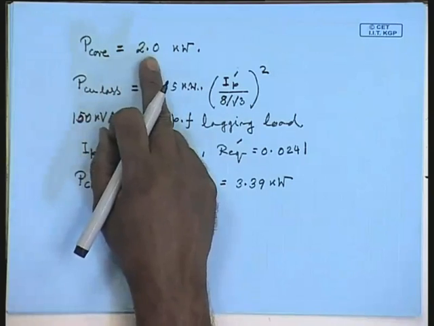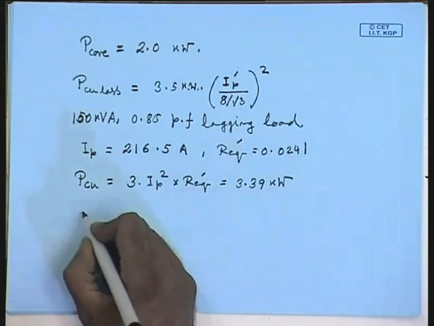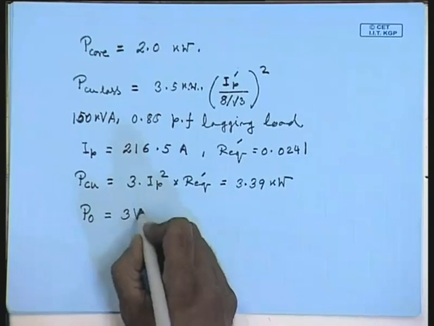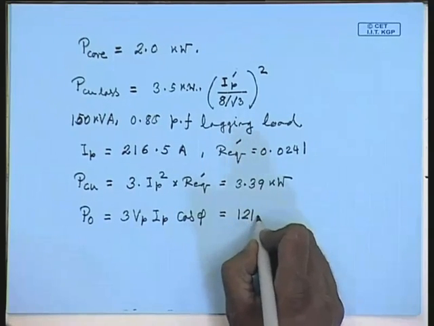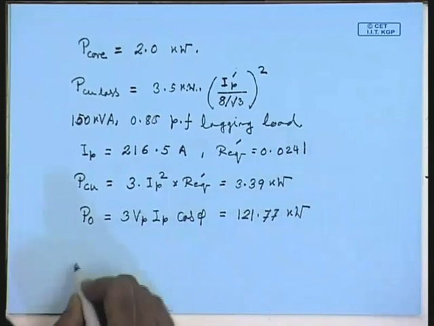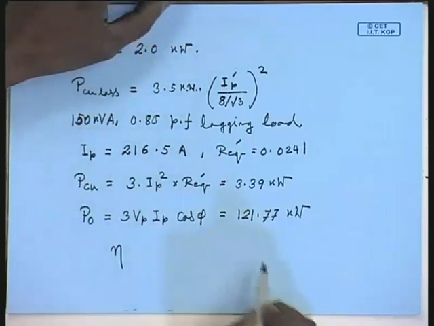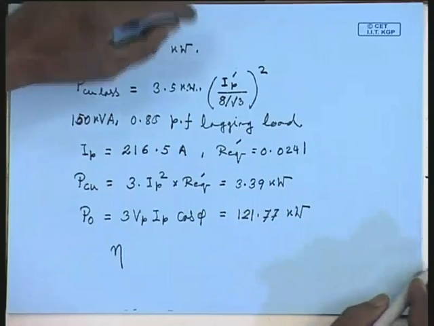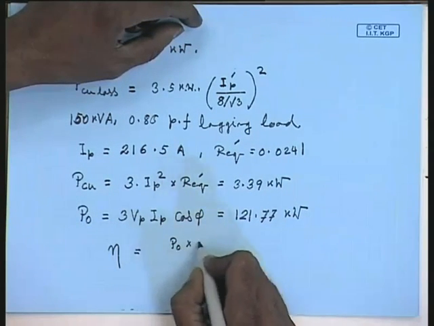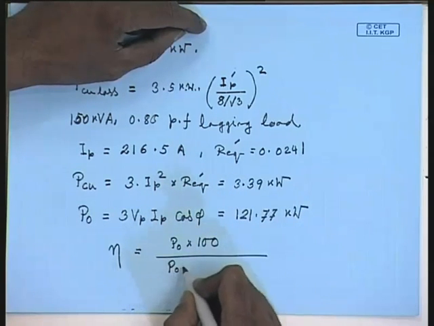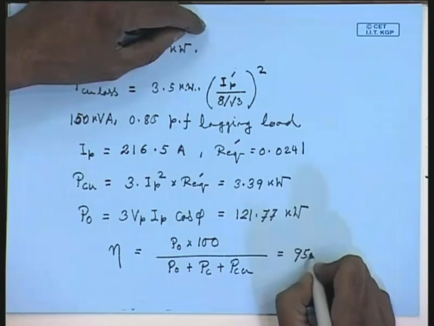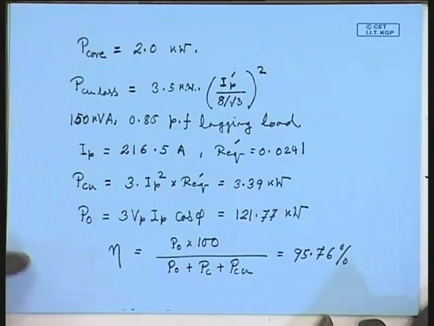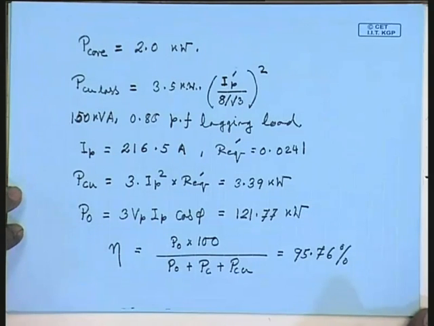So, the core loss of the transformer is 2 kilowatt, the copper loss is 3.39 kilowatt, and power output of the transformer P0 equals 3 Vp Ip cos phi. This comes to 121.77 kilowatt. Therefore, the efficiency of the transformer under this operating condition of 150 kVA 0.85 pf lagging, eta equals P0 into 100 divided by P0 plus Pc plus PCU. This comes to 95.76%. So, we can find also the efficiency of a 3-phase transformer in a manner similar to what we have done for single phase transformers.